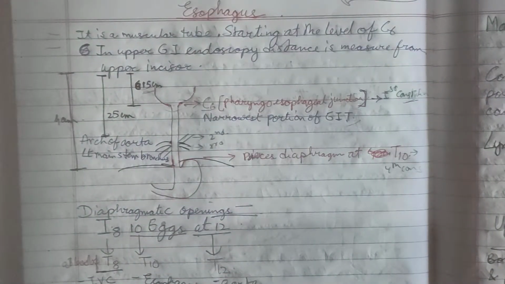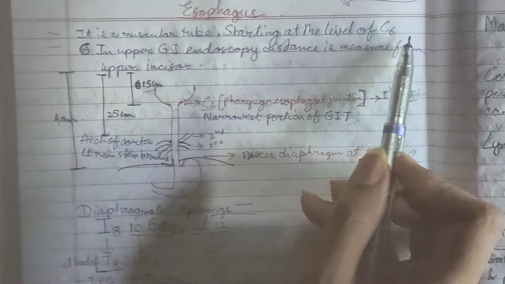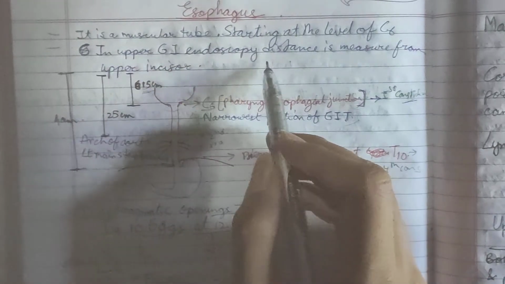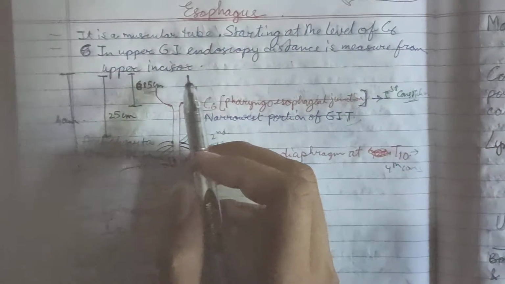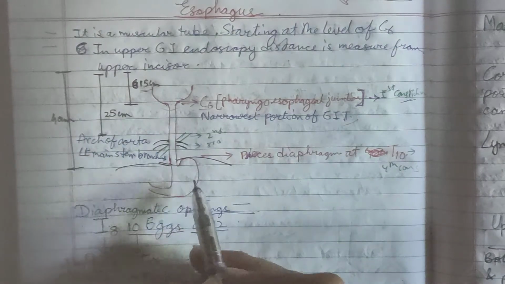Good morning friends, let's today learn about the esophagus. The esophagus is a muscular tube that starts at the level of C6. In upper GI endoscopy, distance is measured from the upper incisor. There are four main constrictions in the esophagus.